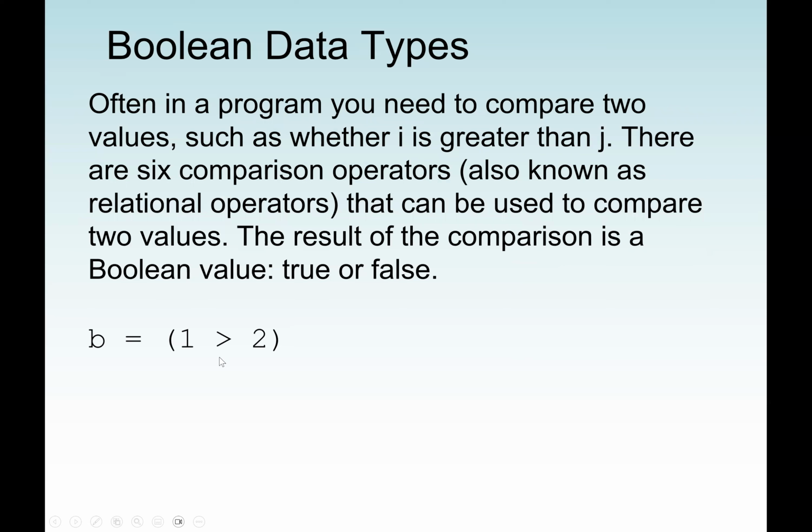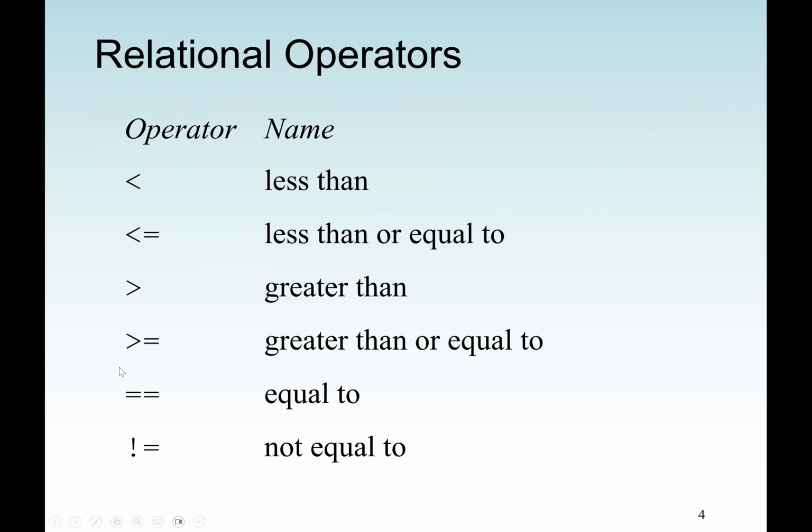So here, often in a program, you need to compare 2 values, such as whether i is greater than j. There are 6 comparison operators, also known as relational operators, that can be used to compare 2 values. The result of the comparison is a Boolean value. Either the answer is true or false. So if we assign 1 greater than 2 to b, the content of b will be false.